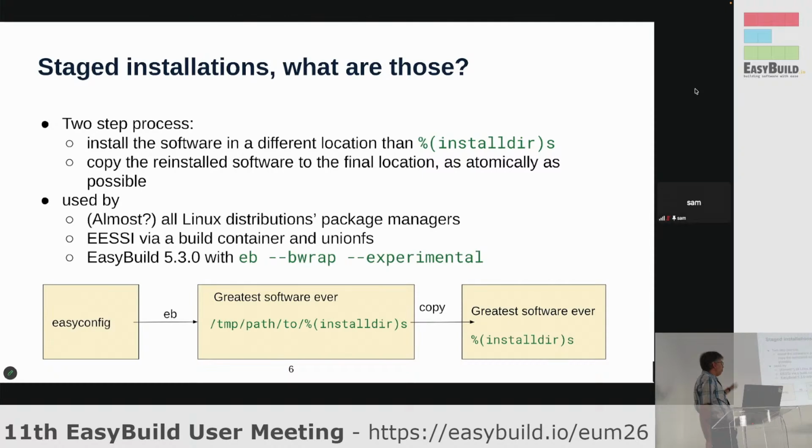So it's a double step. We have our easyconfig. EasyBuild installs the greatest software ever, but instead of going into your install path, you prefix it by some path, and it goes to a separate place, and then you copy it to the final location.